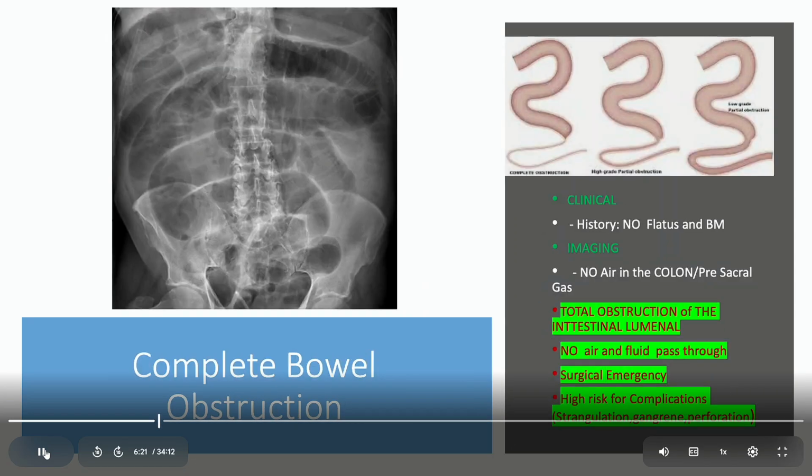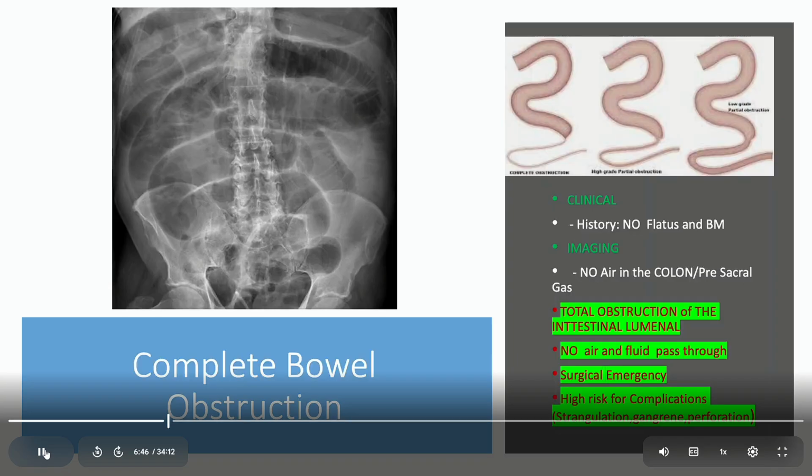Complete bowel obstruction is a condition where the intestinal lumen is fully blocked, preventing the passage of intestinal contents. These patients claim to have absence of flatus and stool, and radiographic imaging fails to demonstrate air in the rectosigmoid area.